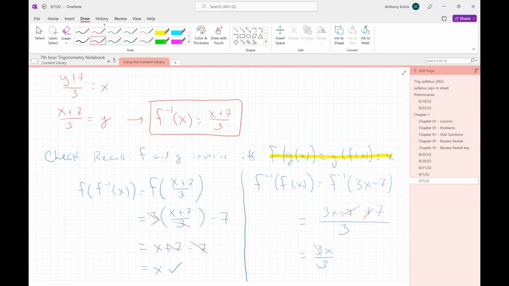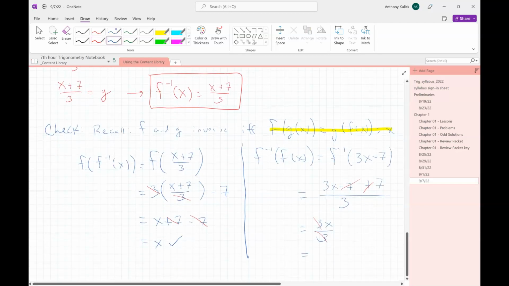And then I have the times 3 and divides by 3, cancels out. And I'm left with just x. Right on, my dude. We did it. Definitely inverses.